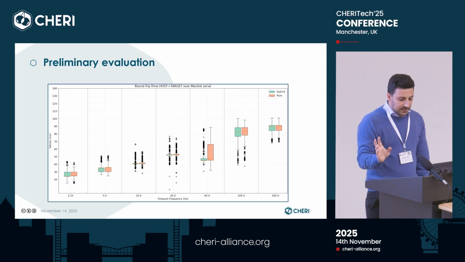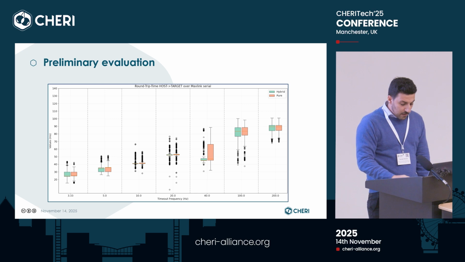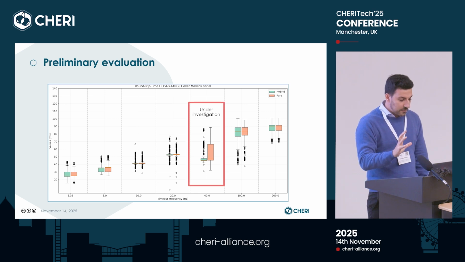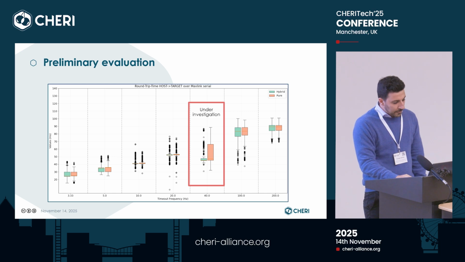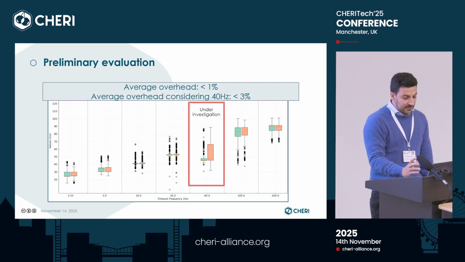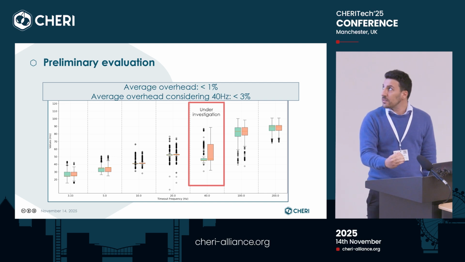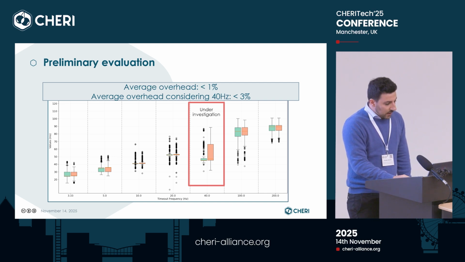So in most of the cases, the results are comparable. There is just this 40 hertz that has some strange behavior, and I'm currently investigating it. But overall, the average overhead is less than 1%. If we also consider 40 hertz, it is less than 3%.